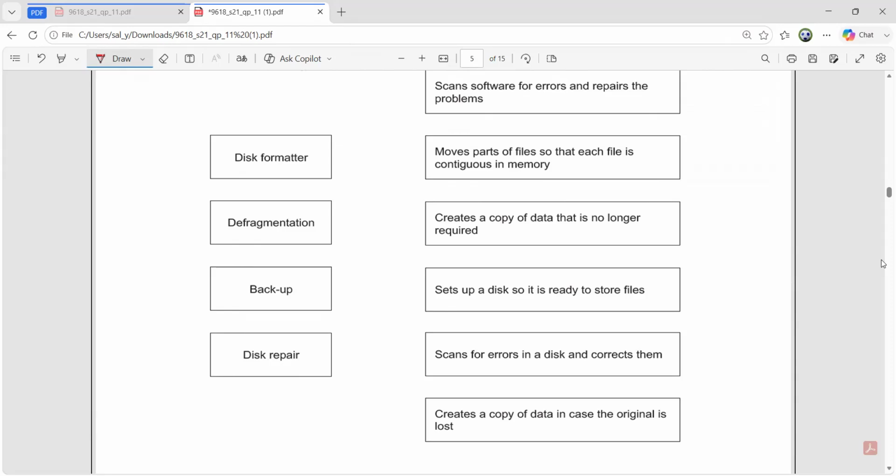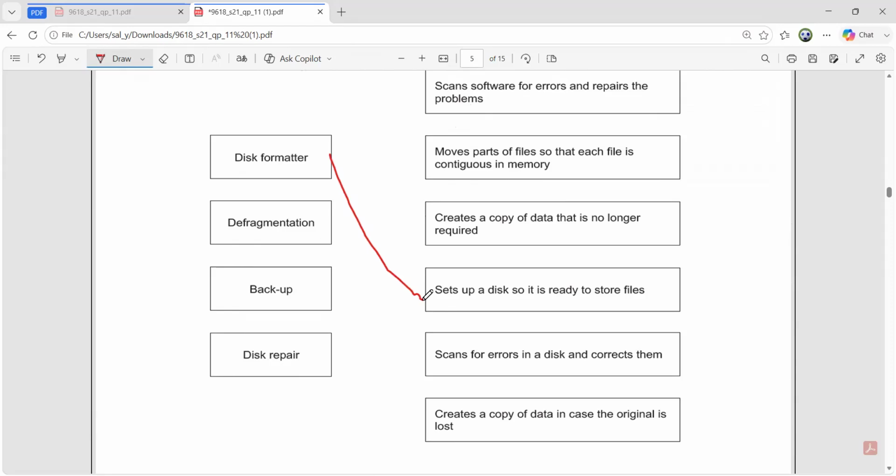The first one, disk formatter. Out of these, which is the right answer? Sets up a disk. Definitely scans software is not the one. Moves part of the files is not the right answer. Creates a copy of the data that is no longer required. Sets up a disk so it is ready to store files. This is the definition or the brief description of disk formatter. Now this is the correct answer.